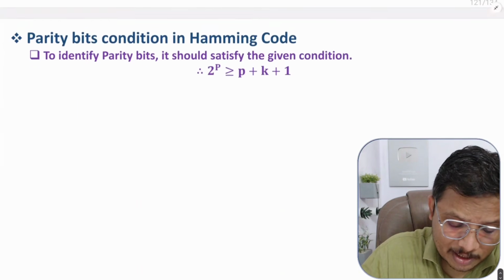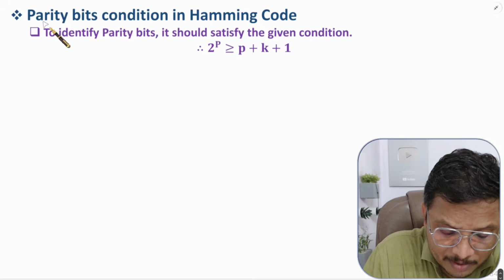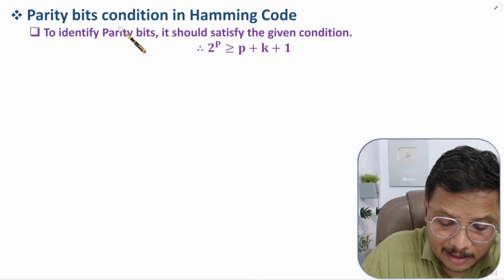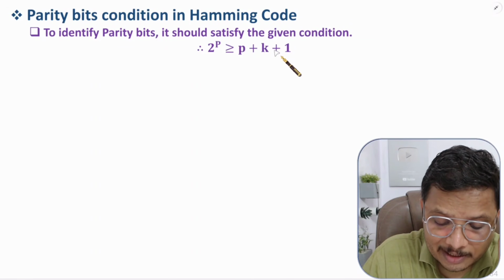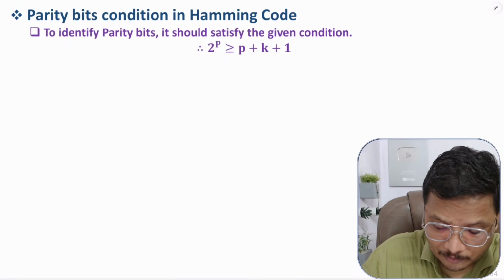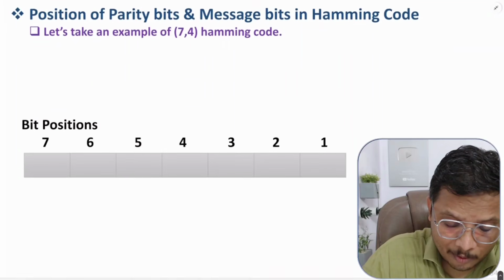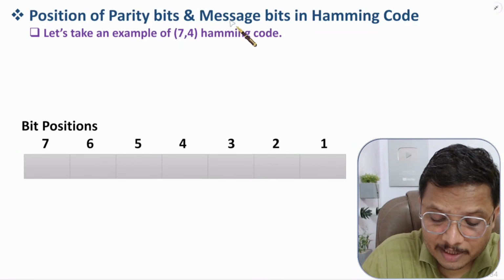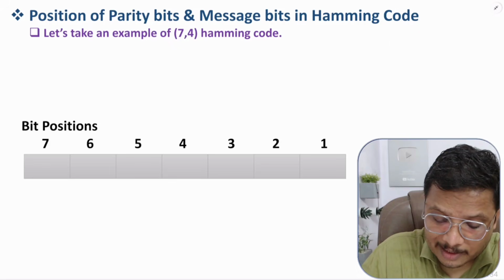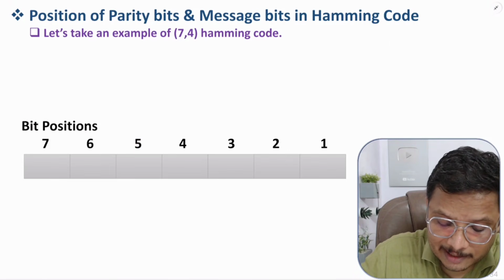After that, I'll explain how much minimum redundancy we need to add in Hamming code. For that, there is a condition, and I'll explain that condition with a practical example. Then I'll explain how we can assign positions to the redundancy bits and message bits in Hamming code, which I'll also explain with a practical example.